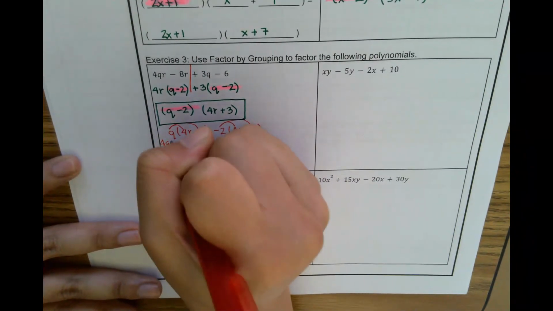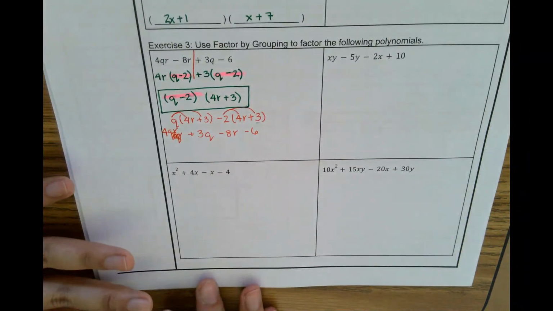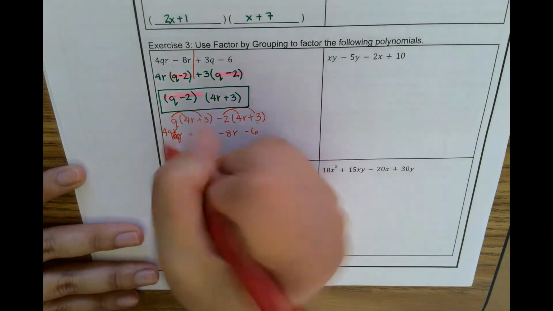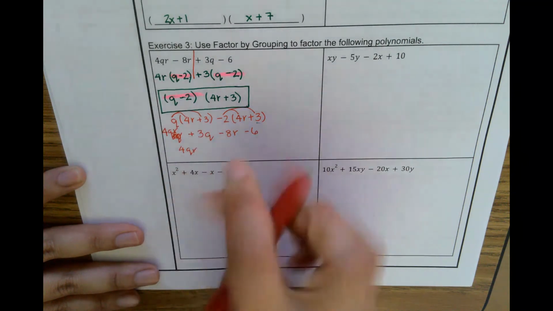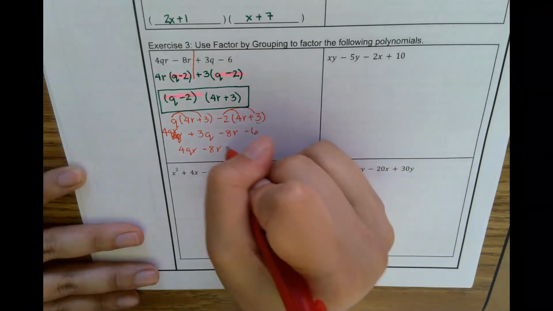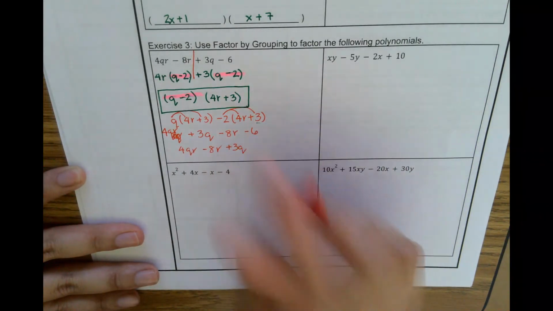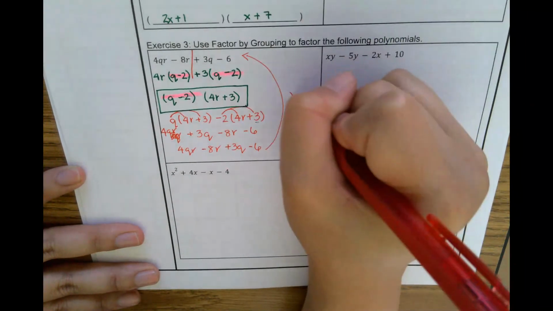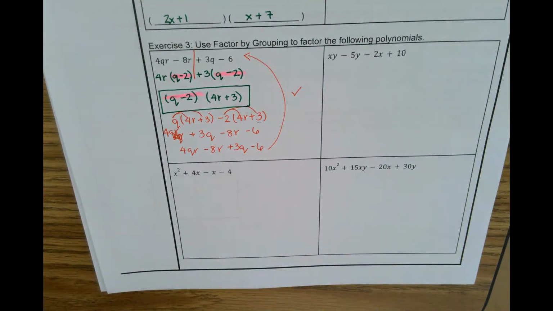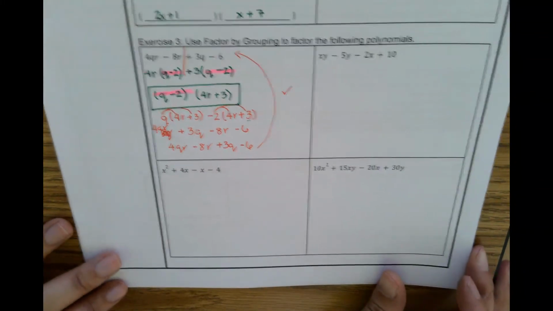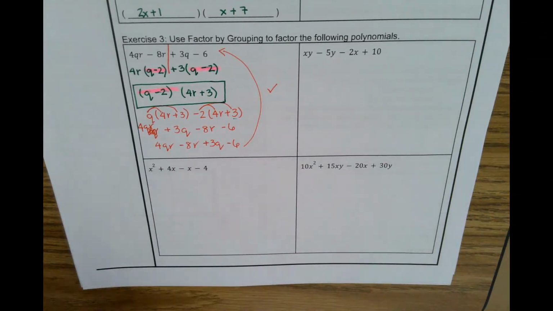Sorry, 4QR, right? Even though it looks a little bit different, I can rearrange it. So here gave me my 4QR. Here's the negative 8R. Here's the 3Q. Here's the negative 6. And we can see that it matches my original, so I know I did it correctly. Okay? I know factoring by grouping is a little bit more complicated, so let's try a couple more.